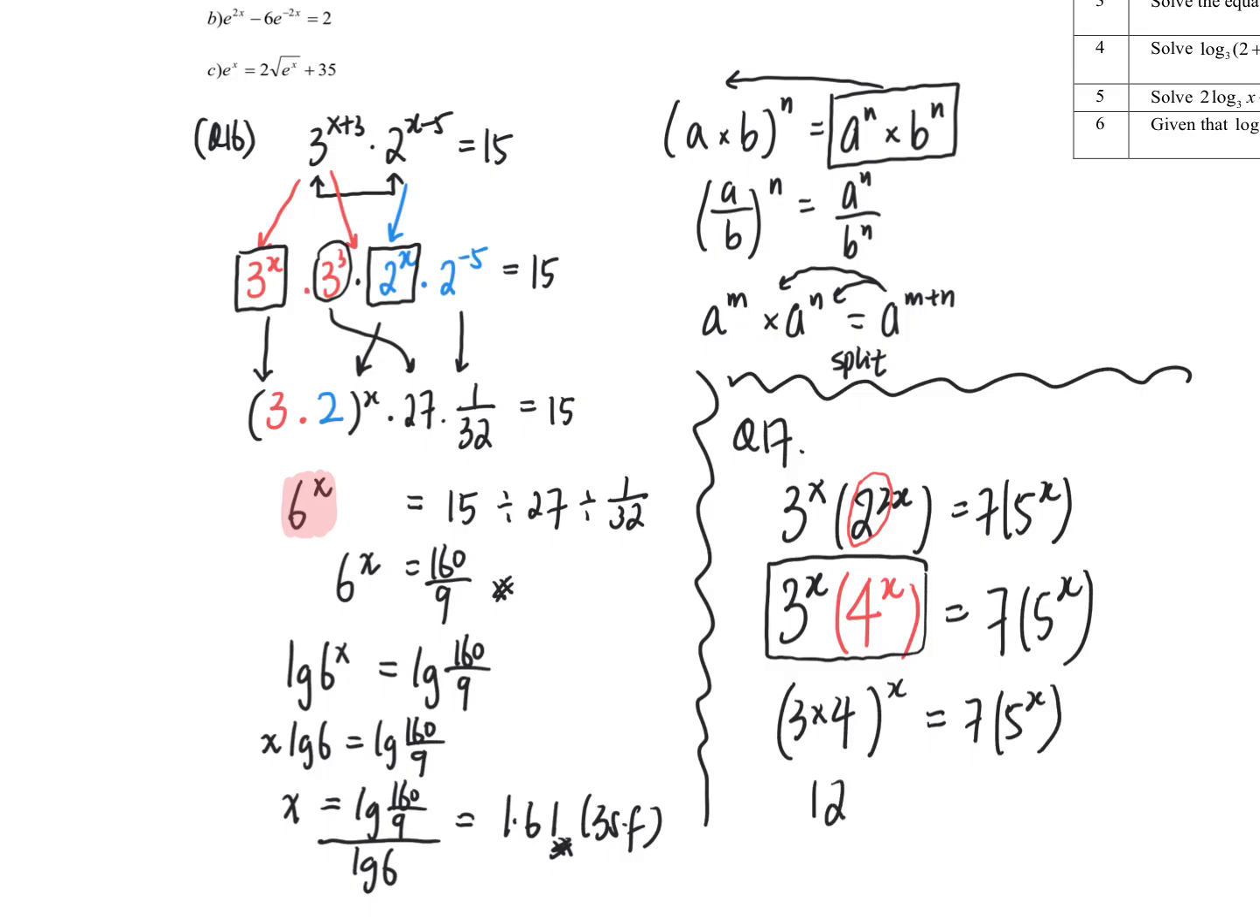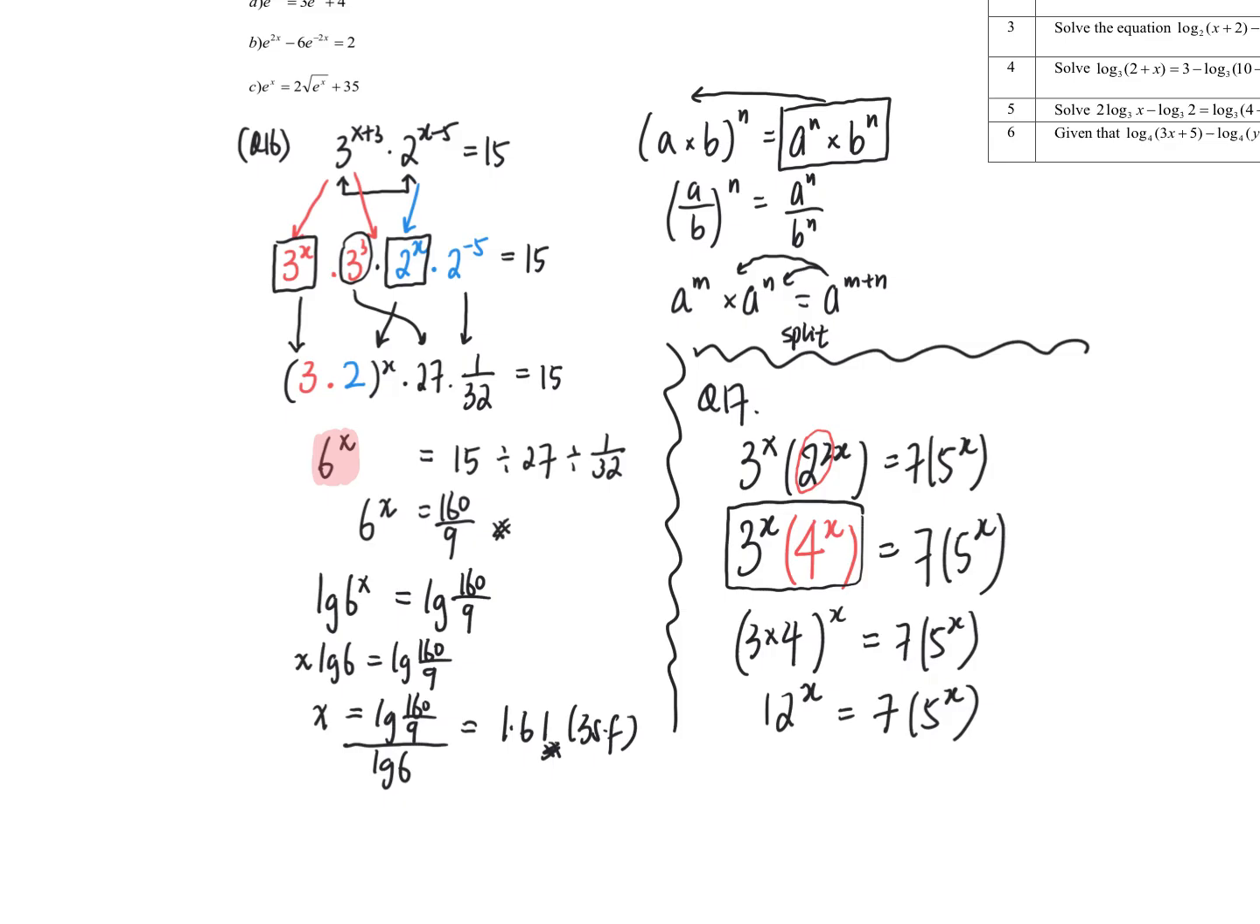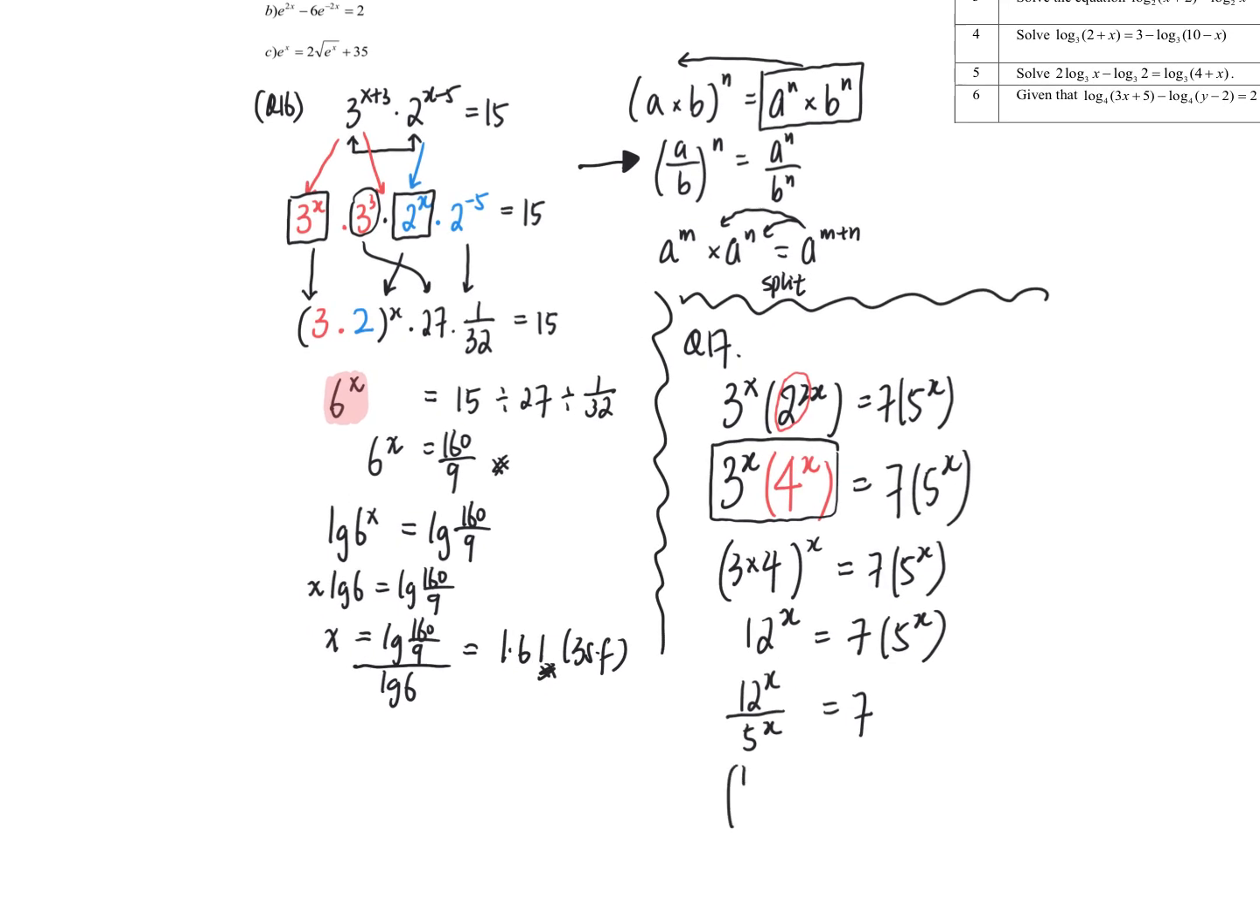So this is 12 to the power of x. Then what else can I do? How do I group all the power x together? Divide over, right? So I divide this over. Can you see this rule that we applied before? If they are separate, I could actually combine them into one and write this as this instead. Once you combine them already, solving is very easy.